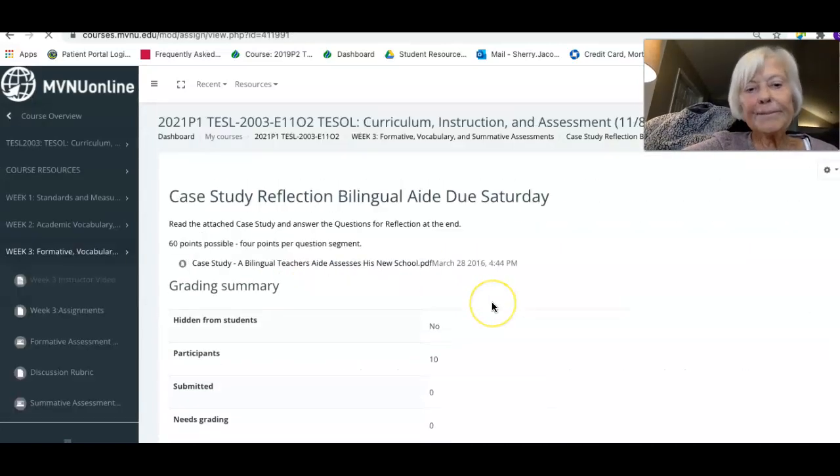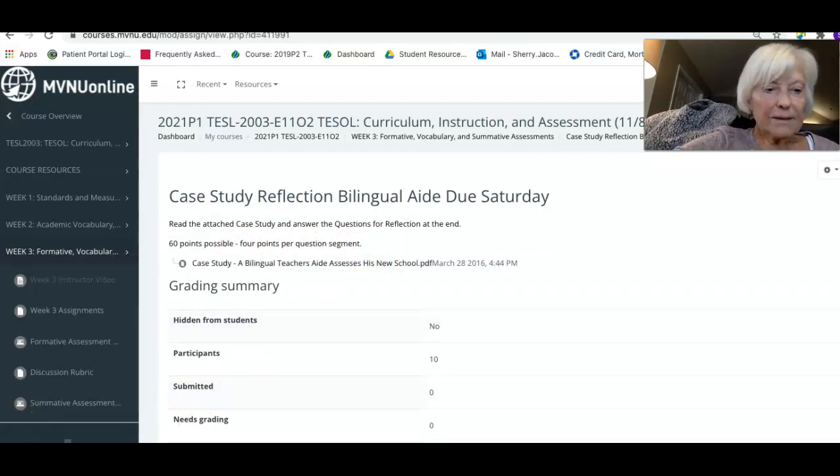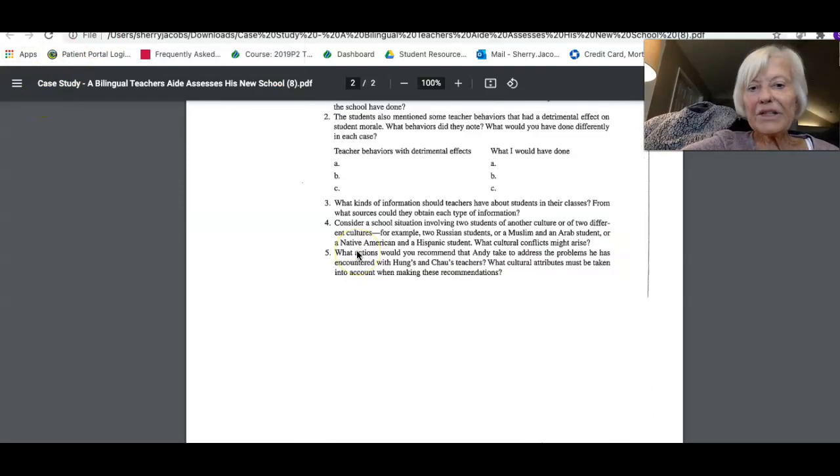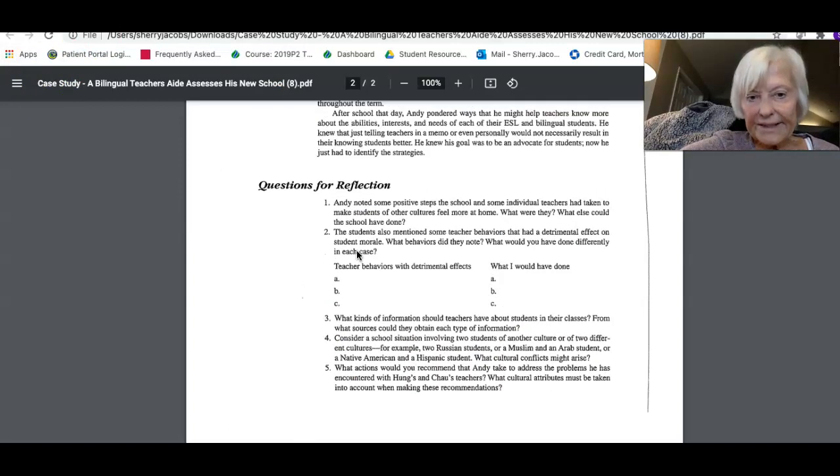Here's your case study. So it asks you to read the attached case study and answer the questions for reflection at the end. 60 points possible, 4 points per question segment. Here is the case study. And the questions that I just talked about are at the end.